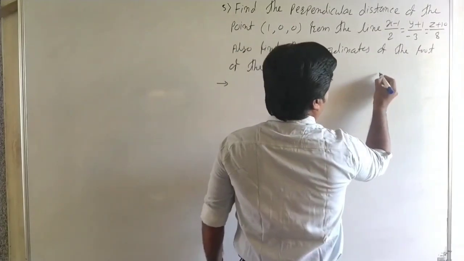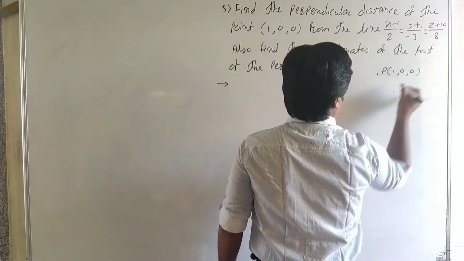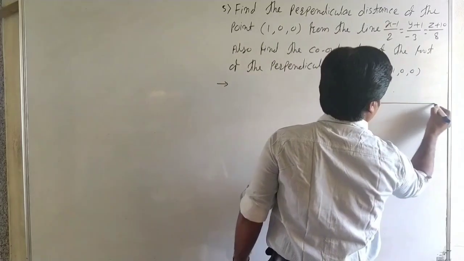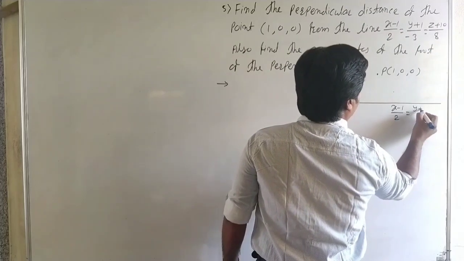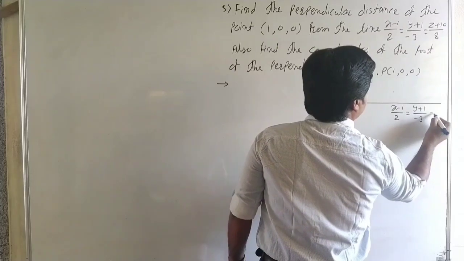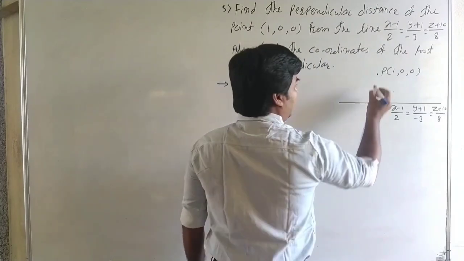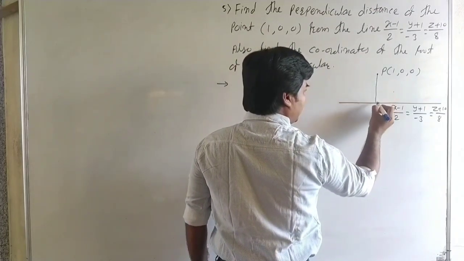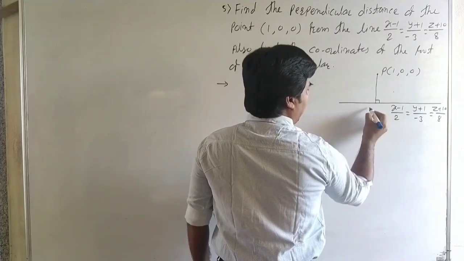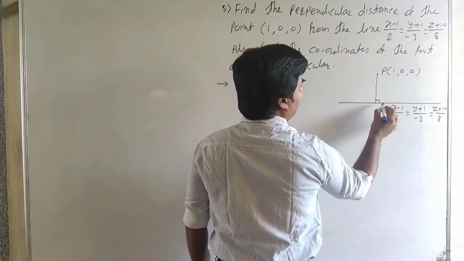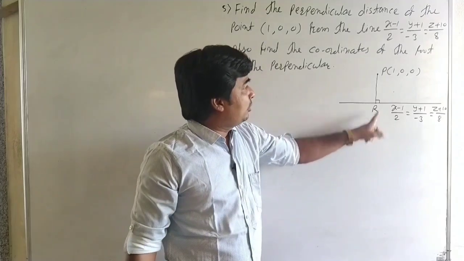Here the given point we say is P(1, 0, 0), and the given line is (x minus 1) upon 2 is equal to (y plus 1) upon minus 3 is equal to (z plus 10) upon 8. We want to find this perpendicular distance, and here is the foot of perpendicular. This point we can say R or Q or M, anyone. Suppose it is R, so R is the foot of perpendicular.